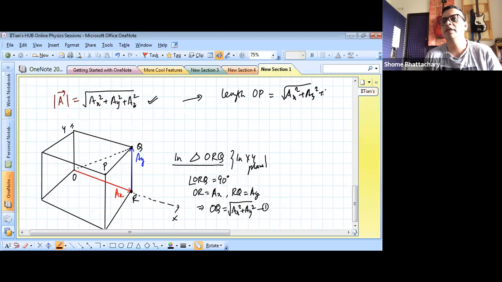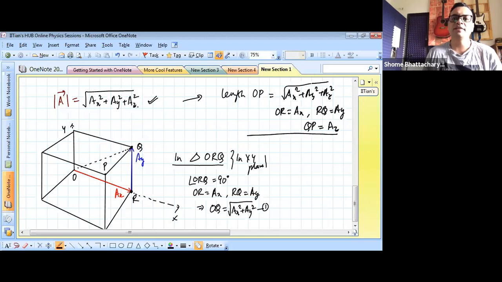We also know that the length OR is AX, the length RQ is AY. And next we'll see that the length QP will be AZ. So making use of these geometrical facts, how can we arrive at this conclusion that the body diagonal's length is equal to root of AX square plus AY square plus AZ square? To understand that, the first part is the geometrical interpretation of this triangle ORQ. So just note down this fact first.